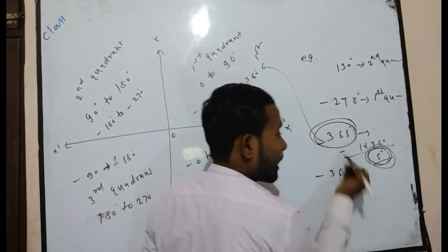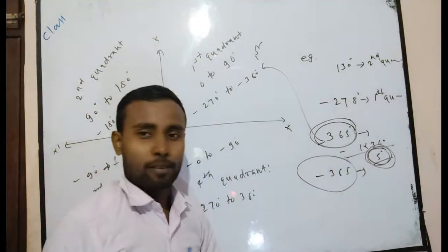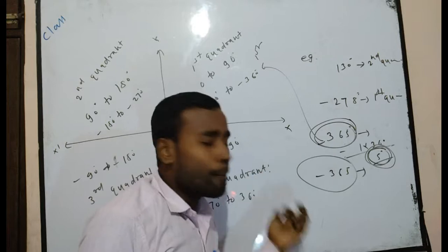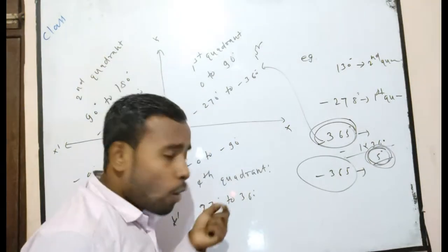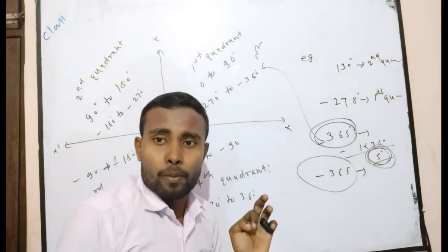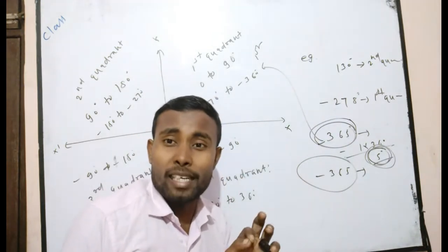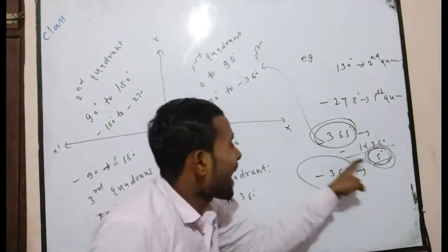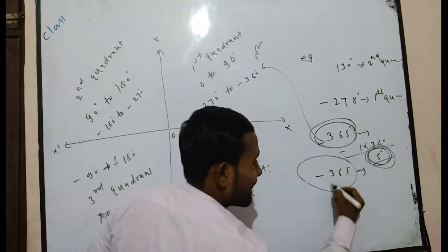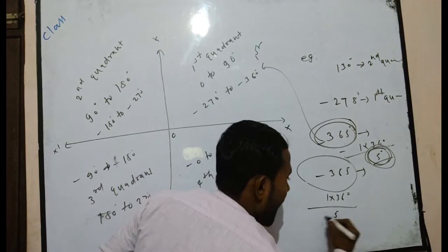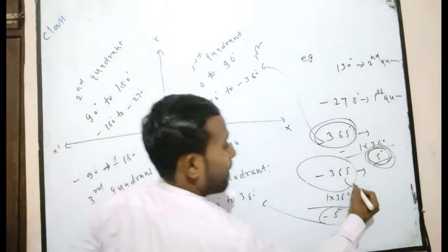Similarly, if the given angle is minus 365, which is a negative angle, you have to find in which quadrant it lies. You go through the same process, but here you have to add, don't subtract. You add a natural multiple of 360 degrees such that the result lies between minus 0 and minus 360 degrees. If you add 1 times 360, it becomes minus 5 degrees. As you know, minus 5 lies in the fourth quadrant, so minus 365 lies in the fourth quadrant.